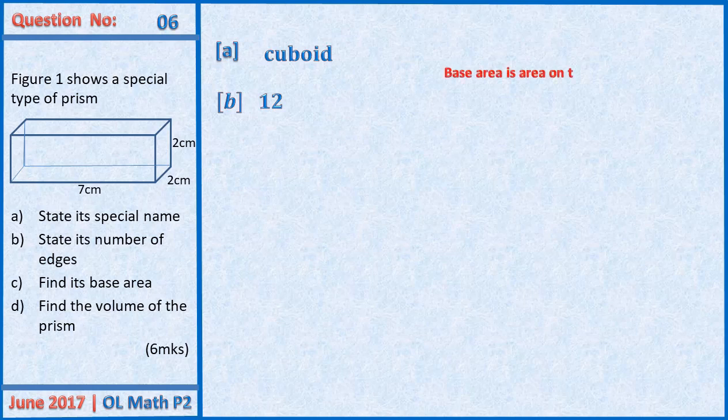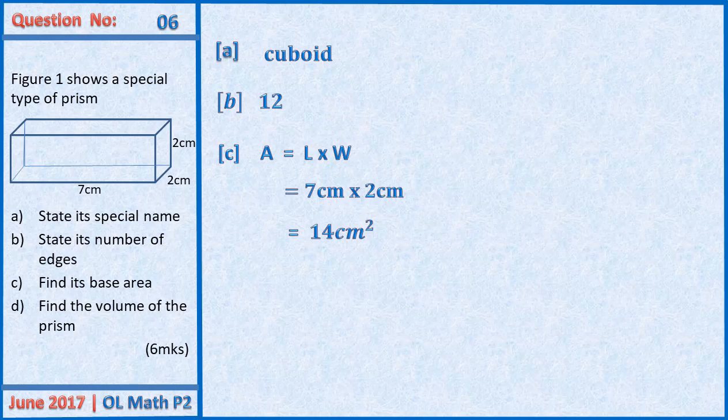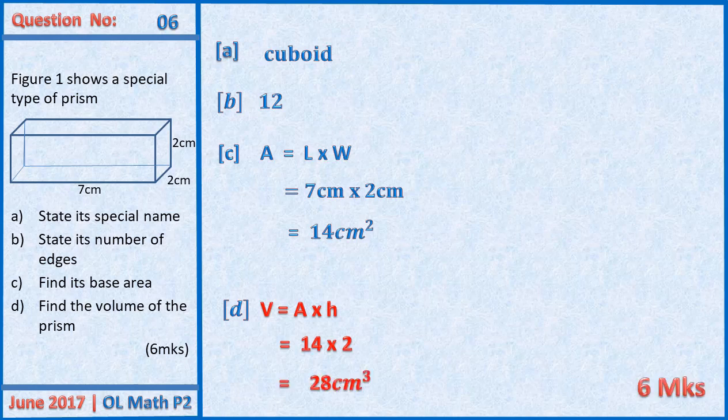C, find its base area. The base area is the area of the face that is on the ground. And the face on the ground here is the 7 centimeters by 2 centimeters, which is a rectangle. And that area is given by 7 centimeters times 2 centimeters, which equals 14 centimeters squared. Finally, find the volume of the prism. The volume of this cuboid is given by base area times height, or length times width times height. And that gives us 14 centimeters squared times 2 centimeters, which equals 28 centimeters cubed.